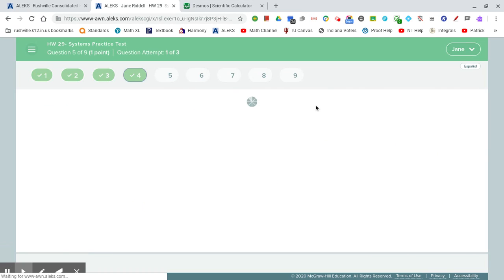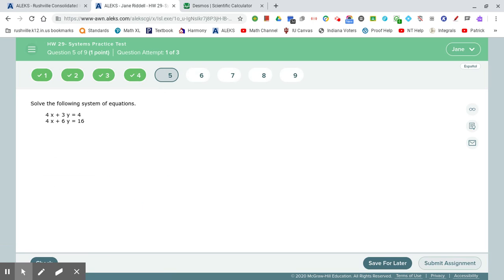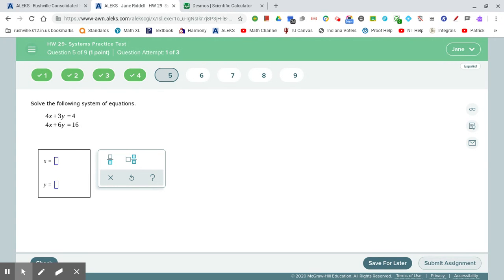Next question is going to be very similar, except this time it is set up for elimination. If you want to use substitution, you can use substitution. But this question is set up for elimination, so I'm going to work through it using elimination. So on my work page, I would label my next question as number 5, and then I would write down my system. This is 4x plus 3y is equal to 4. And then I also have 4x plus 6y is equal to 16.